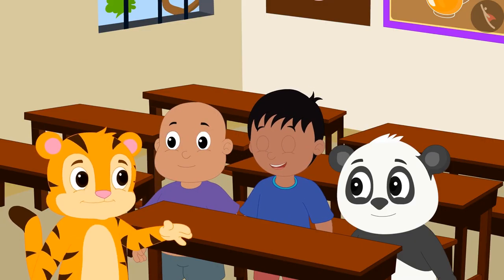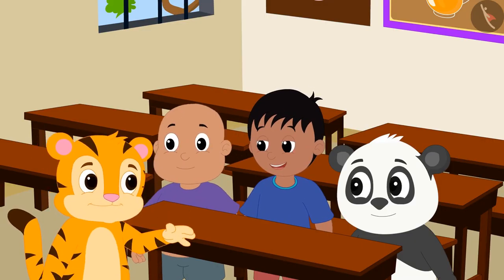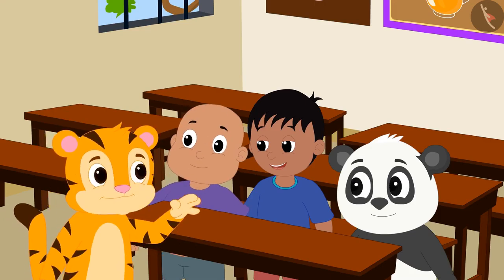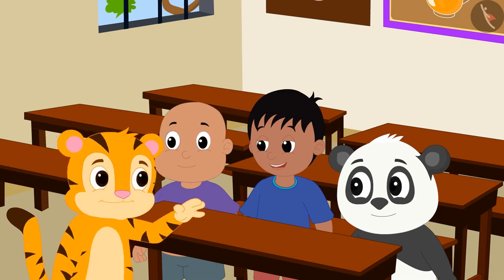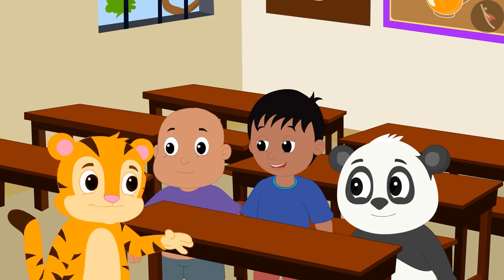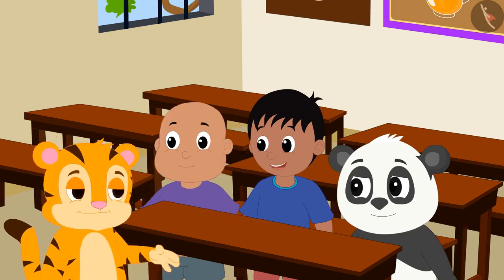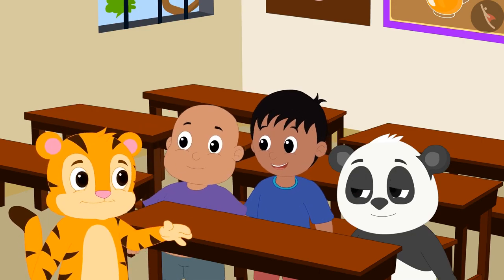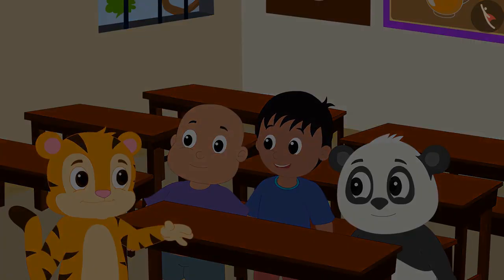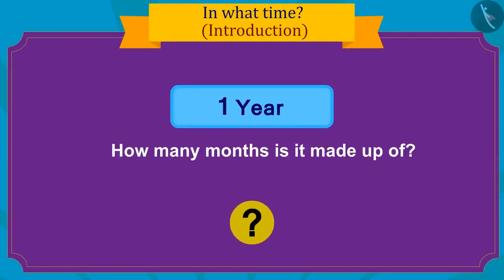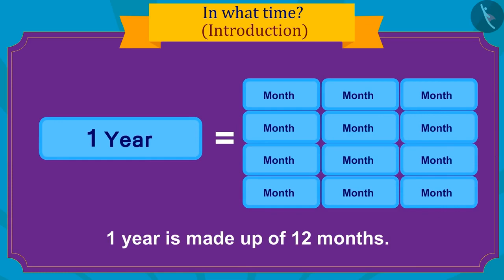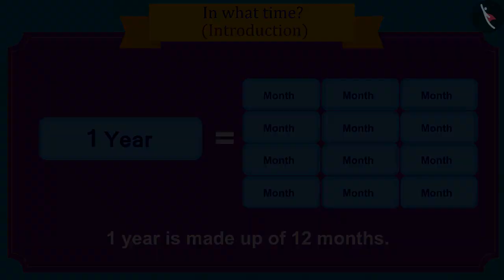Sher Khan told his friends that he's very excited for his birthday. He was looking forward to his birthday for whole 1 year. After all, he has only 1 day left for his birthday. Do you know how many months a year is of? Absolutely right. 1 year contains total 12 months.